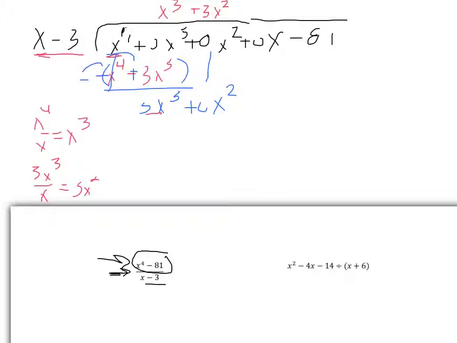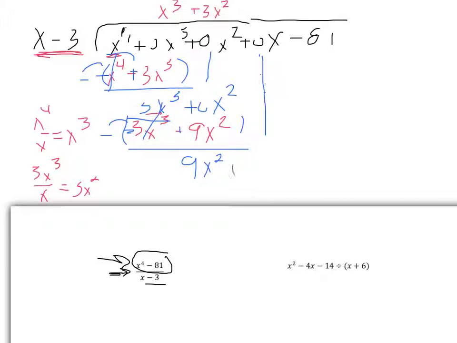Now we multiply. We multiply by both these terms. 3x squared times x is 3x cubed. 3x squared times negative 3 is negative 9x squared. So we've multiplied. Now it's time to subtract. So here, subtract this off. This goes in here, making that negative. It goes in here, making that positive. These cancel. So we have 9x squared. So we've done our subtraction. Now we bring down. So we bring this plus 0x down.